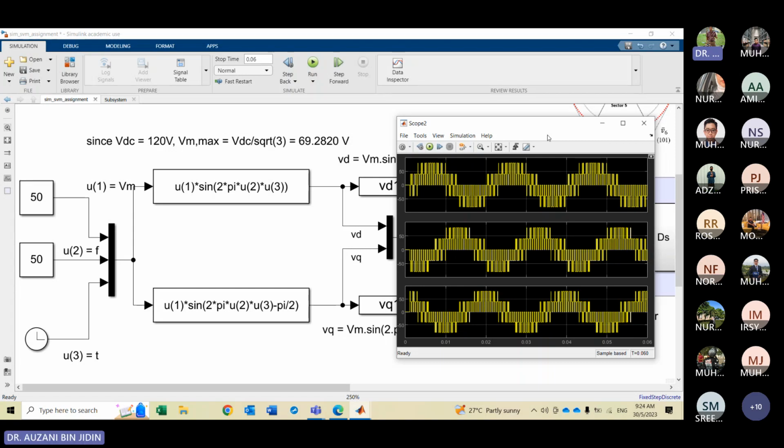Who has a problem getting the function blocks? You can copy from the measurement units. In the measurement units, there is a function block. You just copy.